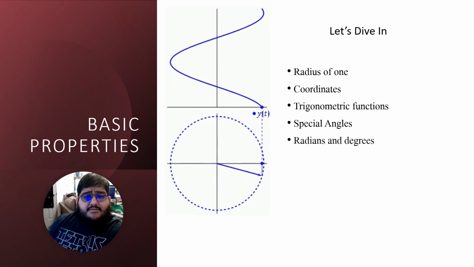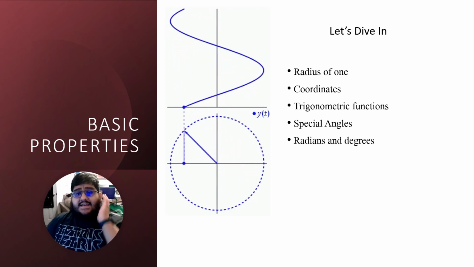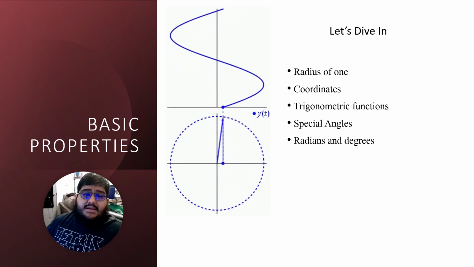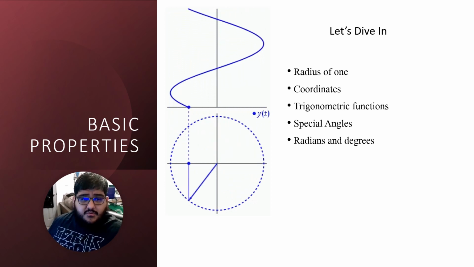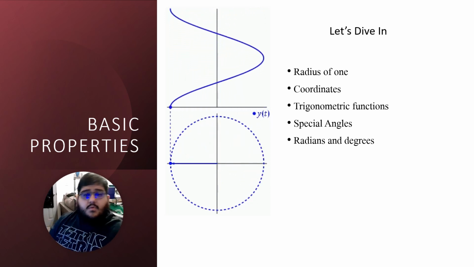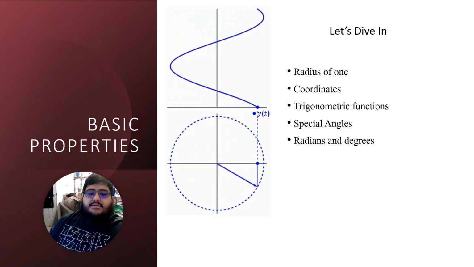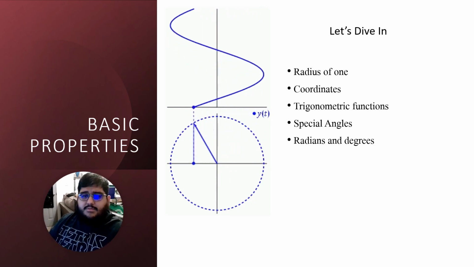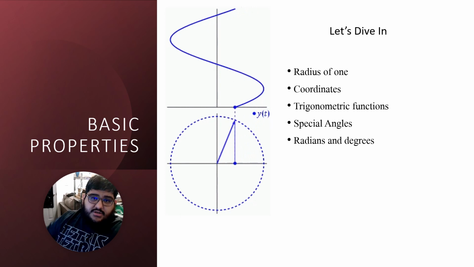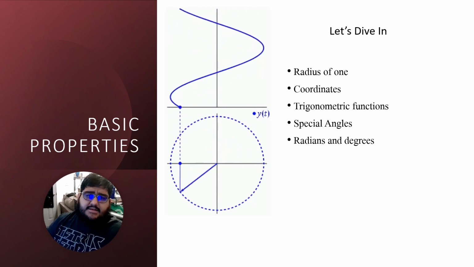We also have radians and degrees, and it aids in converting between radians and degrees as you complete a revolution around the unit circle. It's 360 degrees, so half of it would be 180, and then the other half would be 360. So a whole revolution is going to be 2 pi radians.